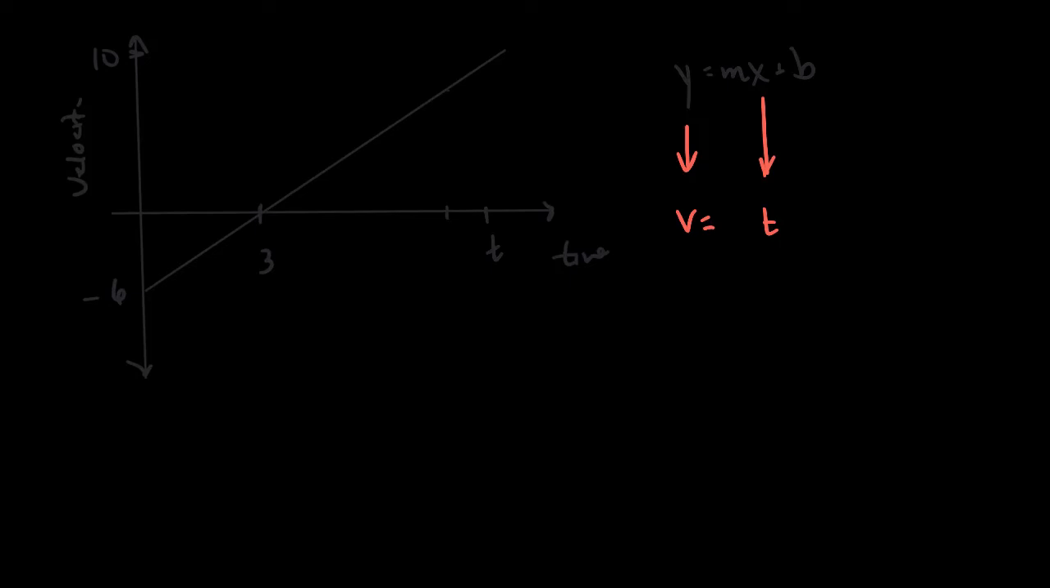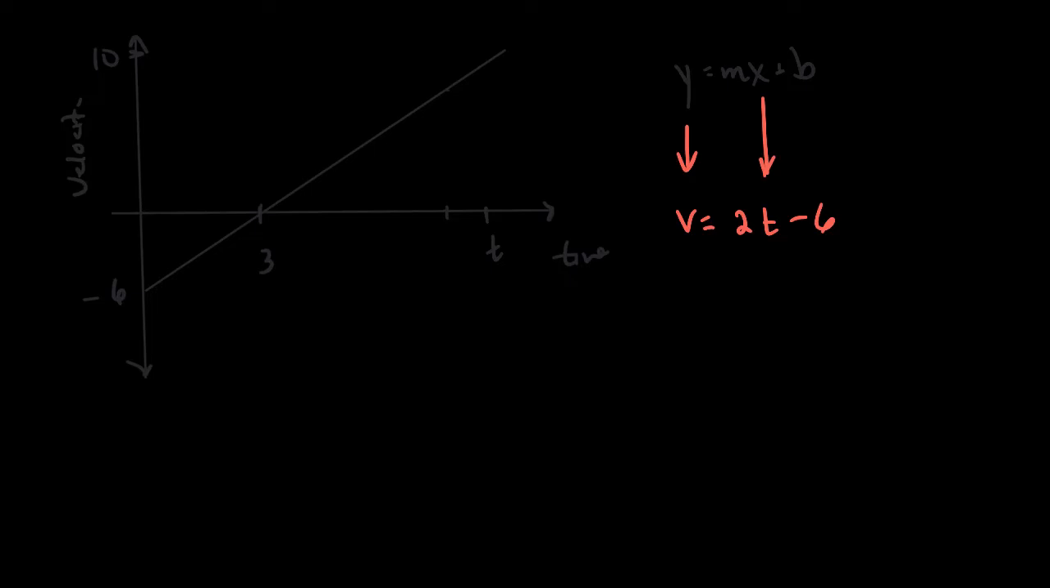I can interpret the slope here. It means the acceleration. So I look at this graph and I notice that it rises 6 in 3 seconds. So its slope is 2. The y-intercept is -6. This is an equation that models this object's motion.